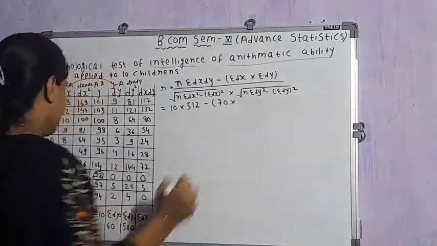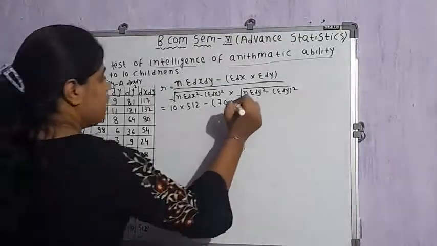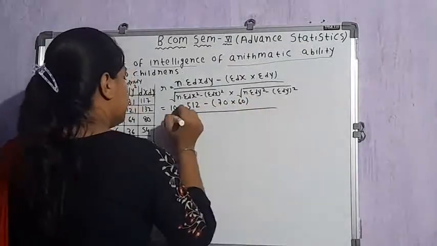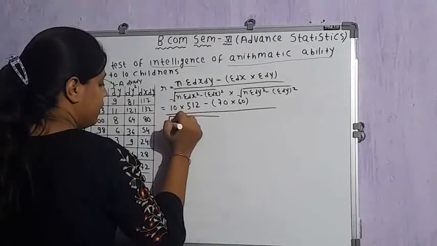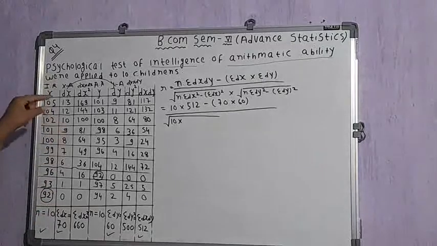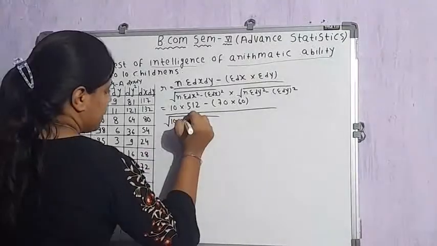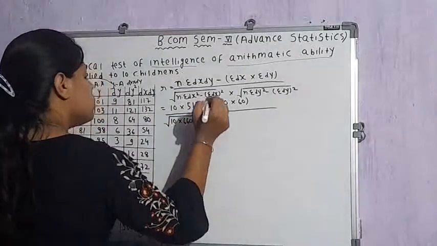Into summation dy. What is the value of summation dy? 60. So we will write 60. Then upon under root, again n. What is the value of n? 10. Into summation dx square. What is the value of summation dx square? 660. We will write 660. Then minus summation dx whole square.